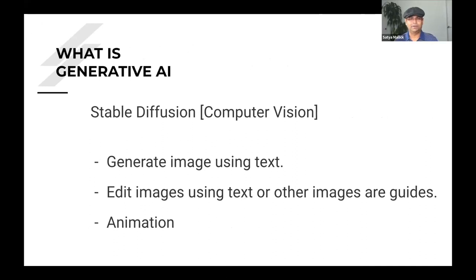There we go. Okay. So stable diffusion generates images using text, and it can also be used to edit images that are guided by text or other images, right? And we can also create animations using this.